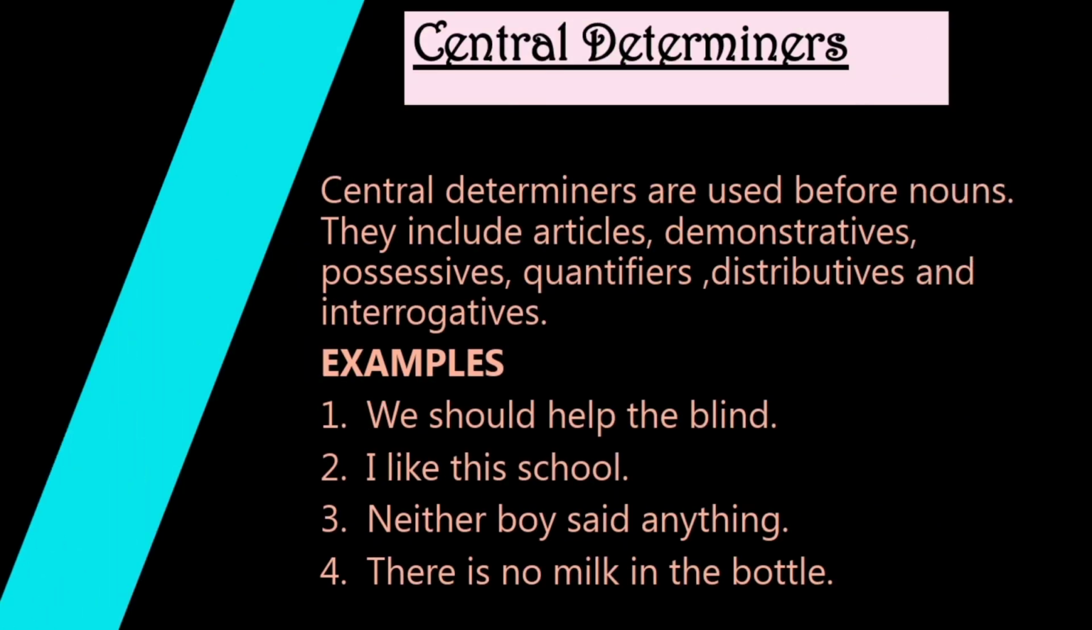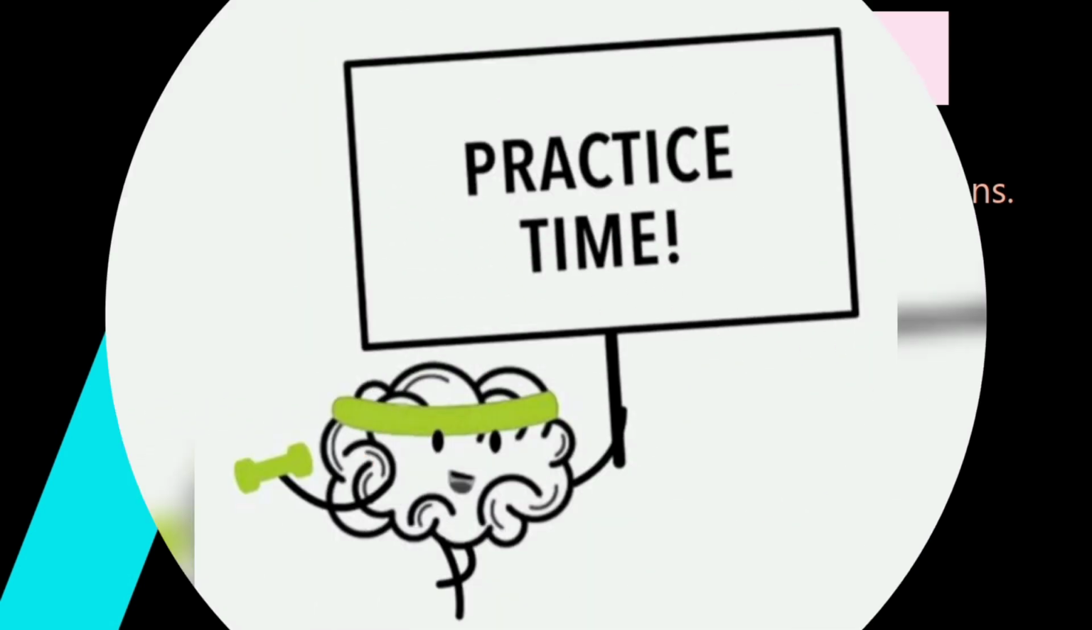Now what are central determiners? Central determiners are those which are used before nouns. They include articles, demonstratives, possessives, quantifiers, distributors and interrogators, which we have studied. Okay. So for example, we have: the blind, I like this school, neither boy said anything, there is no milk in the bottle.